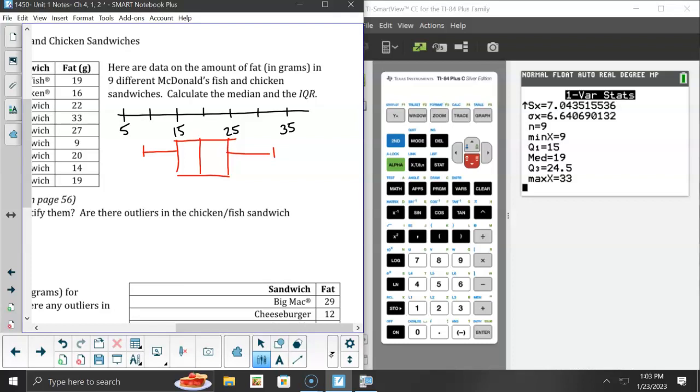So what do you notice about it though? There is a box, yes. But are the whiskers the same length? Are the boxes the same length? No.